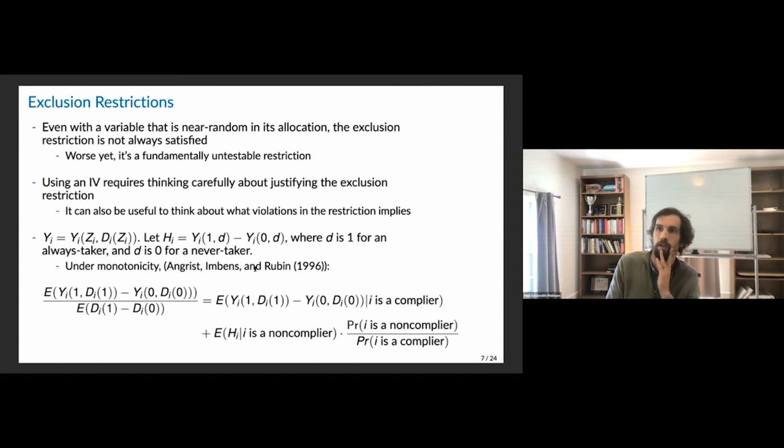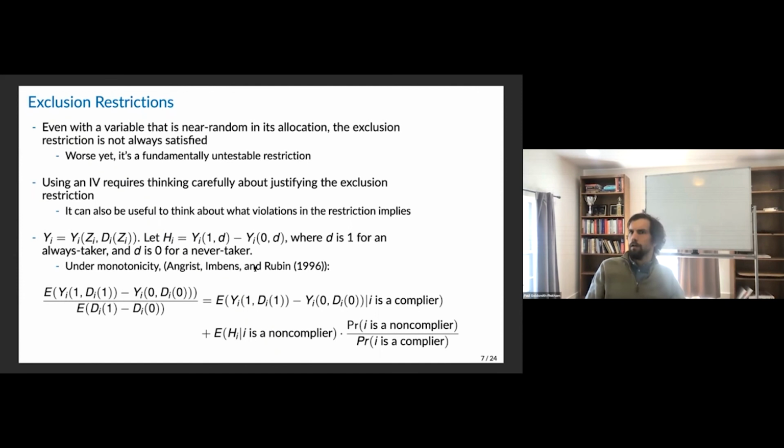So using an IV really requires you to think carefully about justifying the exclusion restriction. You can't just use an IV and say, okay, now it's going to work. You have to defend it, especially in the context where you don't have real random assignment. In a case where you're just using some kind of observational characteristic that you think will drive variation, you really have to make sure that your exclusion restriction is satisfied.